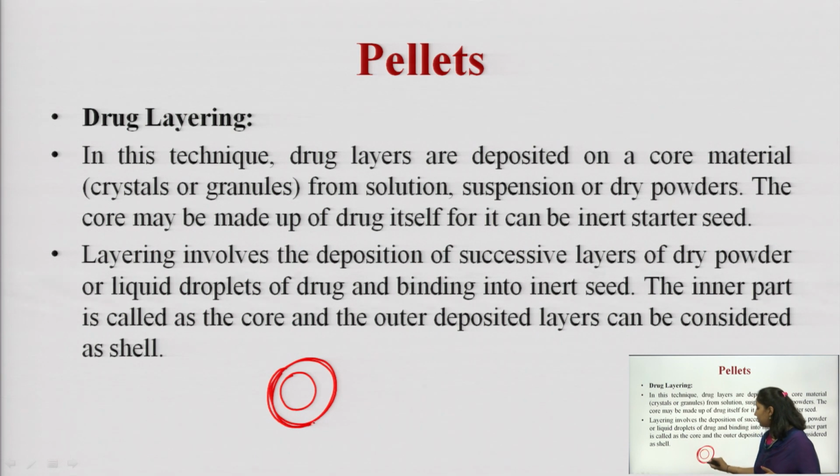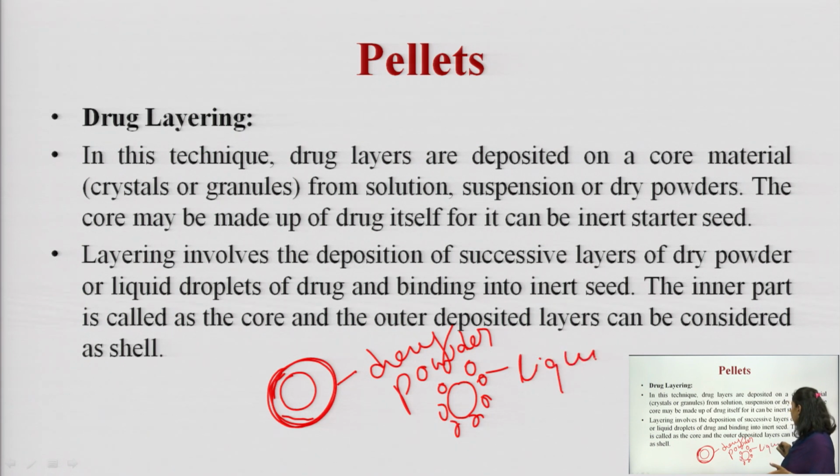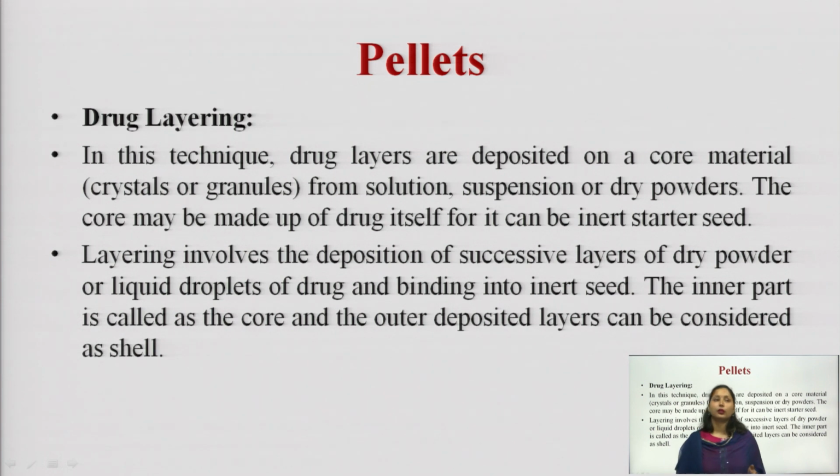We can deposit the layers either directly as dry powder, or we can deposit liquid droplets or solutions also. Clear? So, layering involves the deposition of successive layers of dry powders or liquid droplets of drug and binder onto an inert seed. The inner part is called the core and the outer deposited layer can be considered the shell.